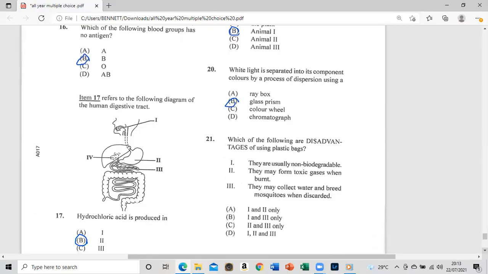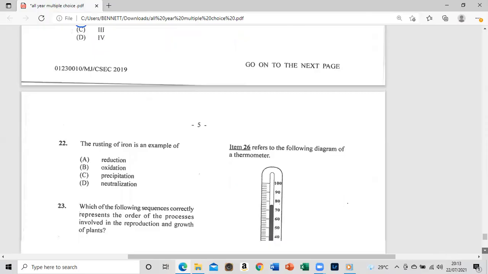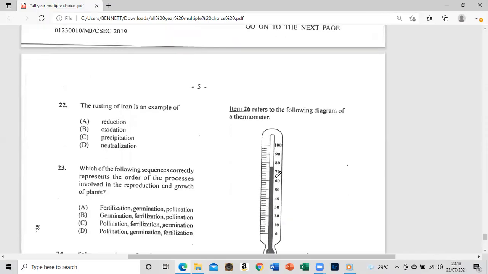Just carry on. Which of the following are disadvantages of using plastic bags? 1, they are usually non-biodegradable. 2, they may form toxic gases when burnt. 3, they may collect water and breed mosquitoes when discarded. All 3, and that is why the Jamaican government banned plastic bags. Just in case you wonder if you can carry your flour and your mackerel in your hand, no. It's for these 3 reasons. They cannot be broken down. All right, let's move on to 22.